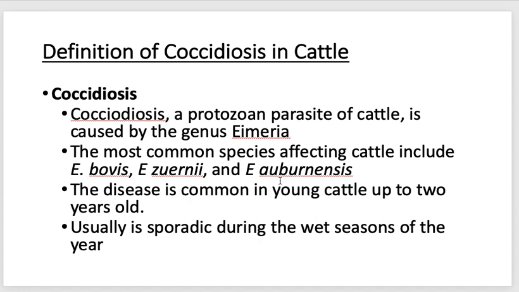And it is usually sporadic during the wet season of the year. Sporadic disease means a disease that occurs at certain intervals, but these are irregular intervals. It can happen maybe during the wet season or a certain time of the year. During the wet season, you find the disease is very common. So it is a sporadic disease, and it happens during the wet season of the year.